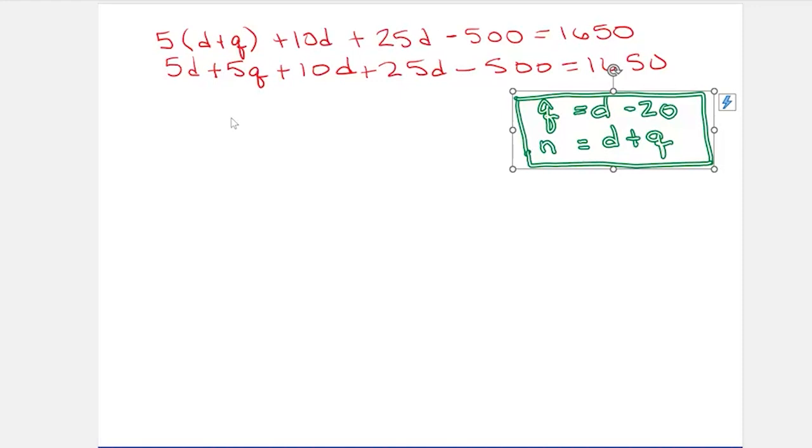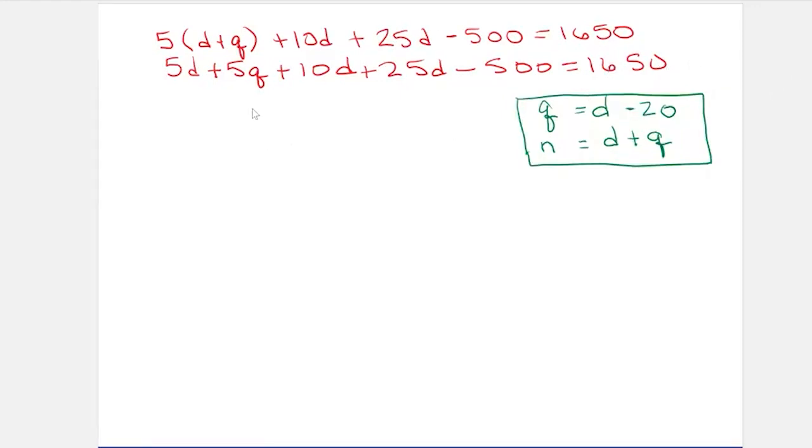So let's see first if we can, I think let's just simplify this a little because we have things we can combine. We might as well combine them to begin with. For example, I have 5D plus 10D, which is 15D, plus 25D, which gives me 40D. Well, that simplified things quite a bit, right? Plus 5Q minus 500 is equal to 1,650. And then let's add 500 to both sides.